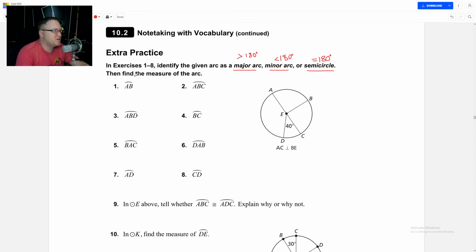All right, so first we're going to start with AB. Well, that's going from here to here. So it's this arc right there. All right. So the question is, is this major, minor, or semi? All right. Well, it is clearly less than 180, right? 180 would be half of the circle. Well, this is not half the circle. This is less than that. So this has to be a minor arc.